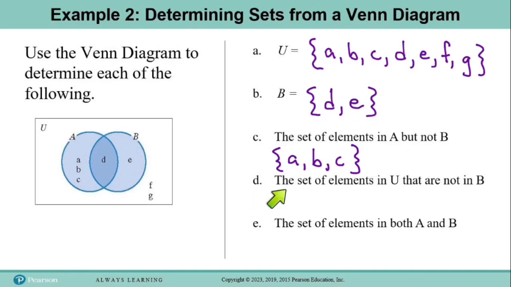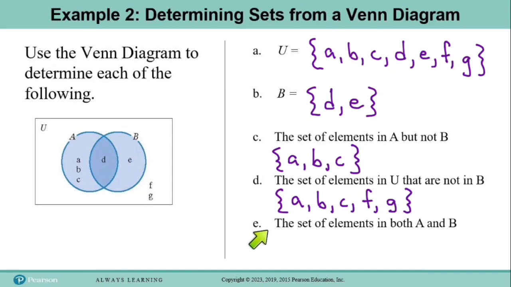Then for part D, it says list the set of elements in U that are not in B. Okay, so look at what is in B. Inside set B, we have the elements D and E, so we want to list everything else. So the set of elements in U that are not in B would be curly braces A, B, C, F, and G.